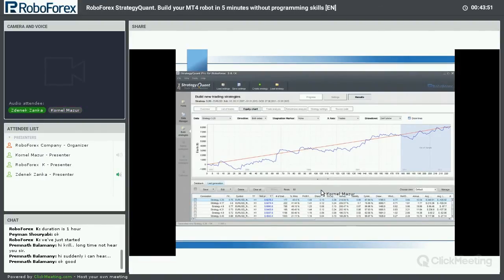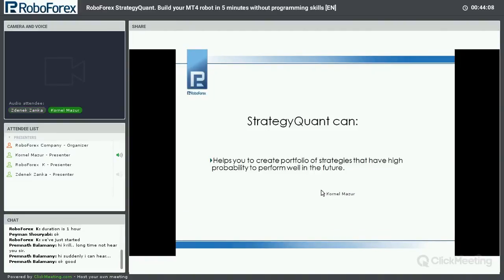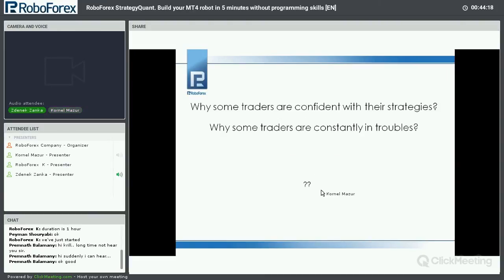And finally, what you can do is export this strategy, which is a longer process, but of course it's in this program. And in the end there is MetaTrader, you know it very well, and you are running your robot. So StrategyQuant can help you to create a portfolio of strategies that have a high probability to perform well in the future. This is what it can do.